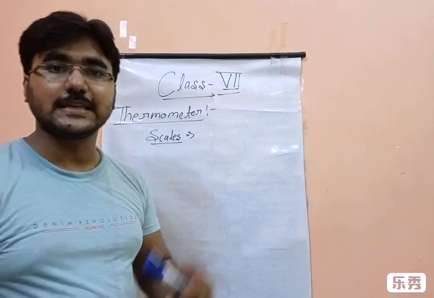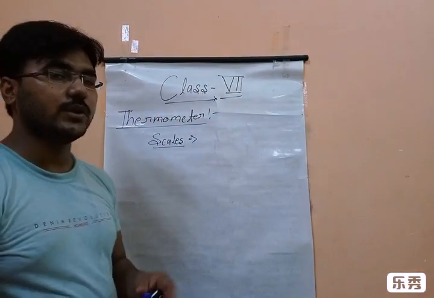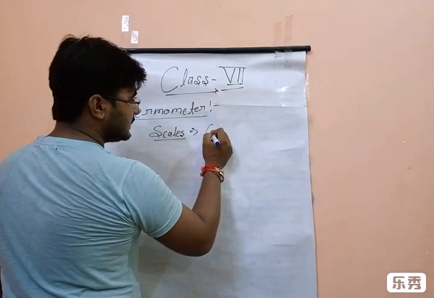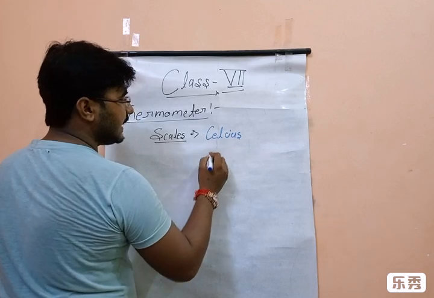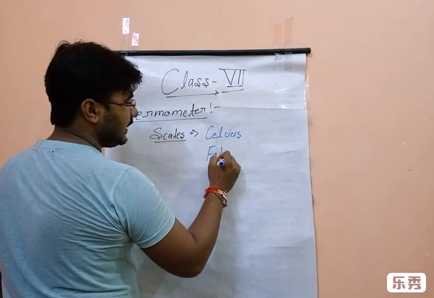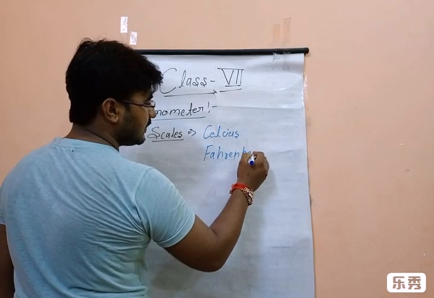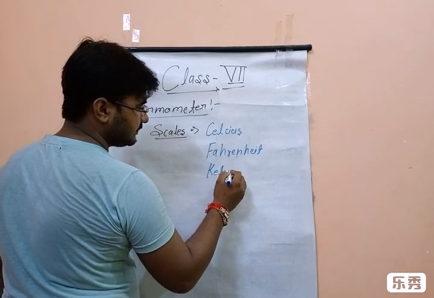Now don't think of the scale that you use to make a line or measure. Scales means a unit. Okay, so there are three units, three scales for measuring temperature. The first one is Celsius. The second one is Fahrenheit. And the third one is Kelvin.